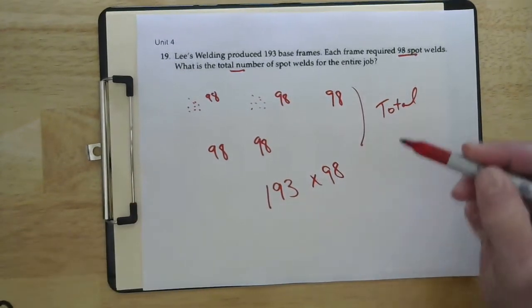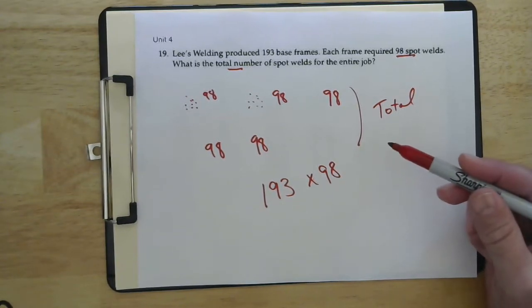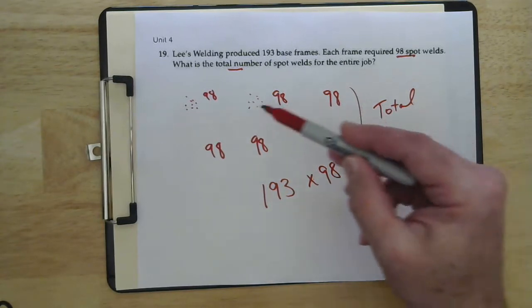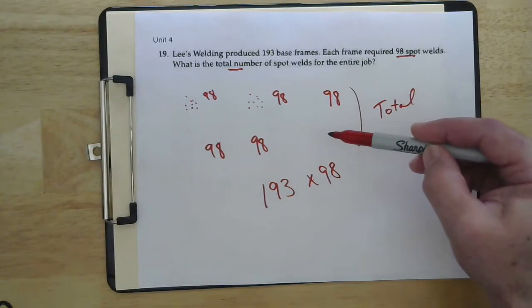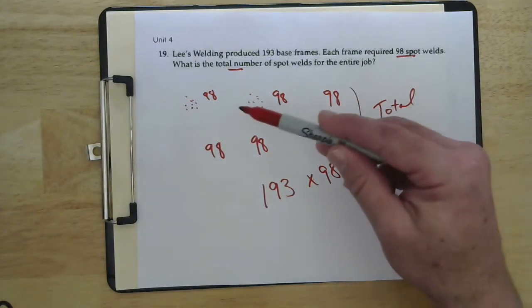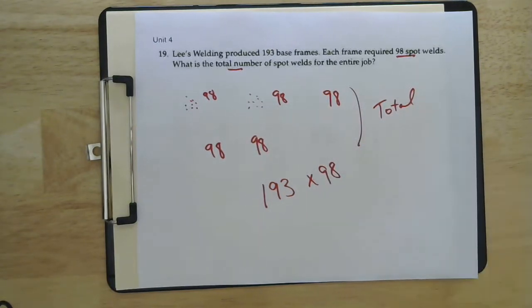You notice I do a lot of sketching because I think visually, so I'd recommend that you do that too, or at least try it, see if it works for you. Here I'm thinking to myself, each one of those frames is 98 spot welds, and that helps me visualize, oh, it's the same number, 98, over and over and over, 193 times. So that makes it a multiplication problem.